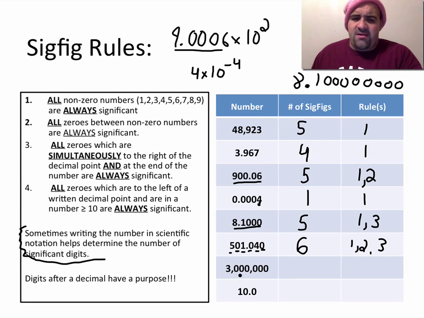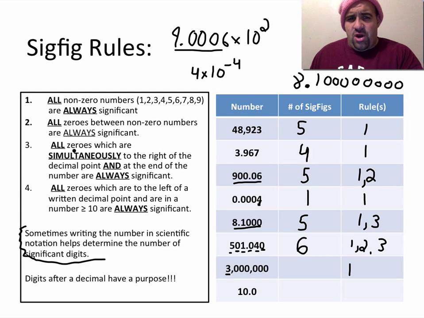And what do we have here? Here we have 3 million. Well, all non-zero numbers are always significant. All zeros between non-zero numbers are significant. Well, we only have one non-zero number, so rule 2 doesn't apply. We know rule 1 applies to the 3.